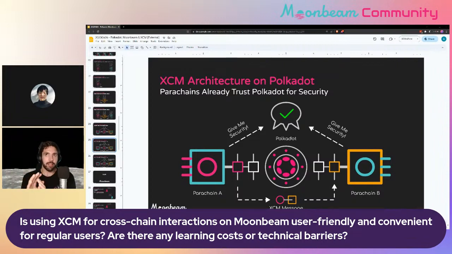And that for me is the dream come true, right? When you're actually using a technology without realizing that you're using the technology. That would be the pinnacle of XCM. So yeah.